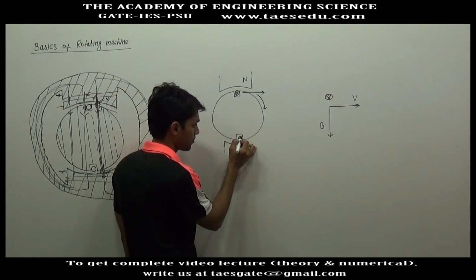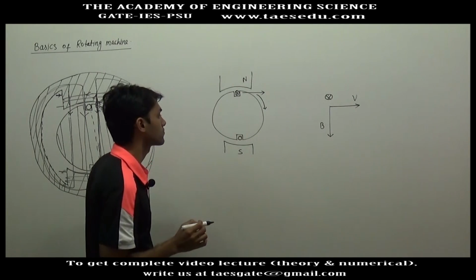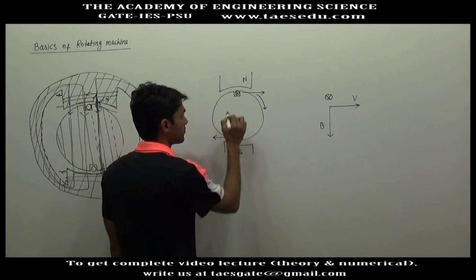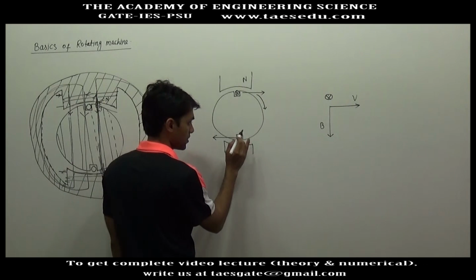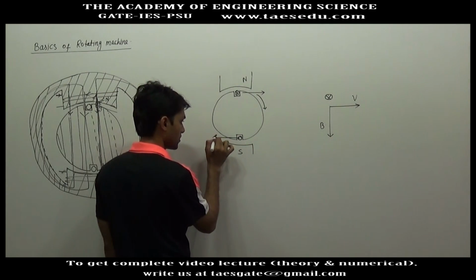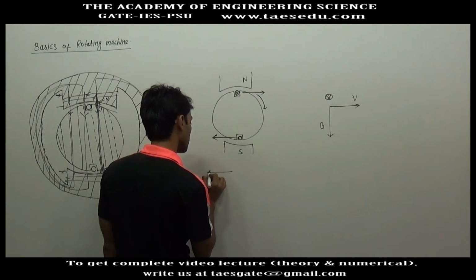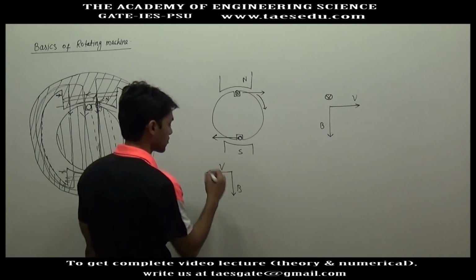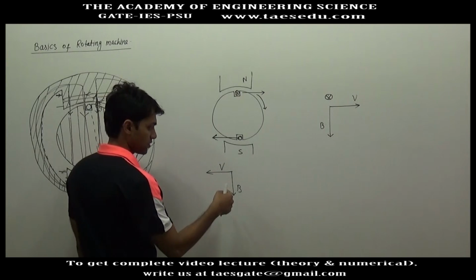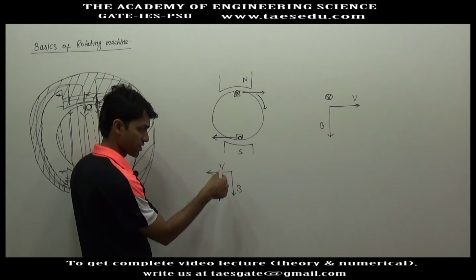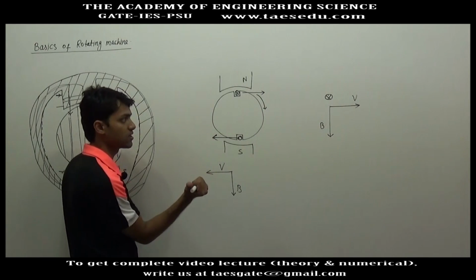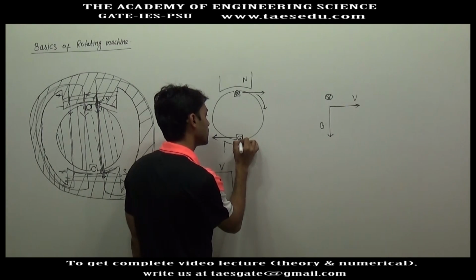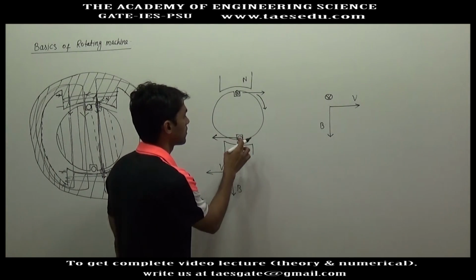Similarly, on this part of the conductor, what will be the velocity? If the rotor is moving in the clockwise direction, the direction of velocity of this conductor will be this. Here we have velocity in this direction, and the direction of magnetic field is downward. So V cross B will be, if you rotate the screw in the anti-clockwise direction, the screw will come out, so the direction will be out of the board. So here a positive charge will experience a force away from the board.